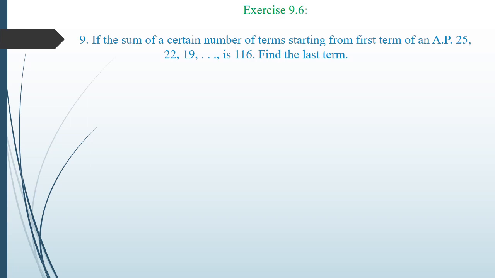Coming to the last question of this part of the video, that is question number 9. If the sum of a certain number of terms, we don't know how many, starting from the first term of an AP given as 25, 22, 19 and so on, is 116. We don't know how many terms.